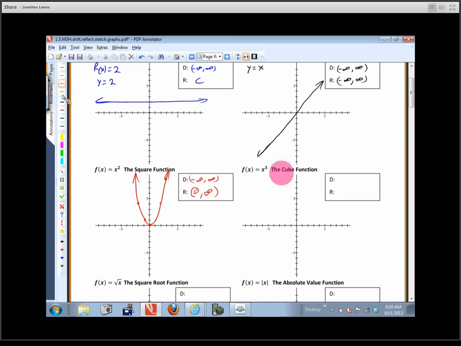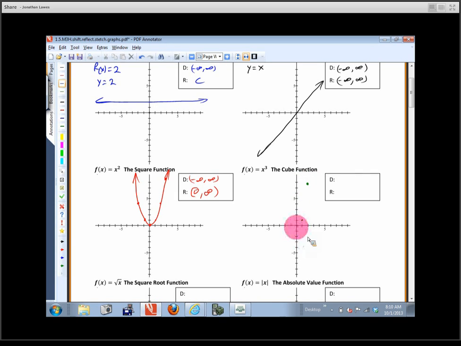Let's take a look at the next one. This is the cubing function. So let's think about what cubing would do. When you plug in a 0, you get out a 0. When you plug in a 1, you get out a 1. Take a look at that. These have exactly the same points right here, but let's plug in the next one. Plug in a 2. 2 cubed is 2 times 2 times 2 again. So what's the answer here? 8. So we're at (2, 8).